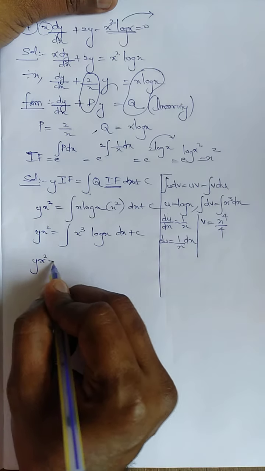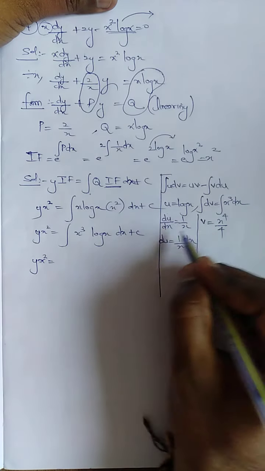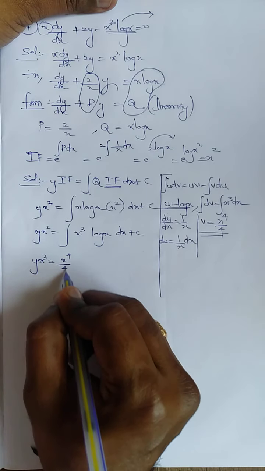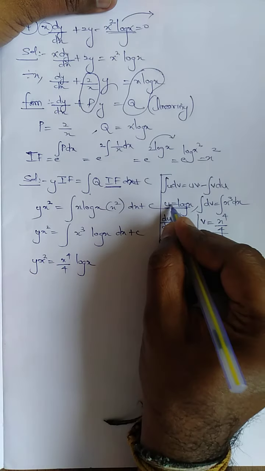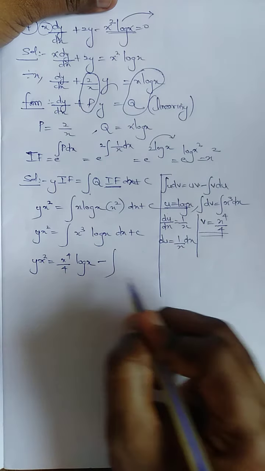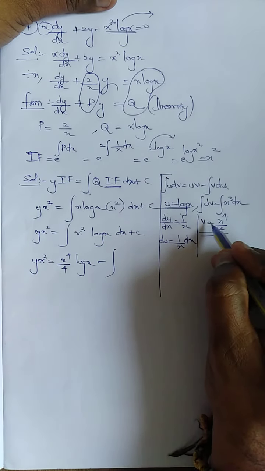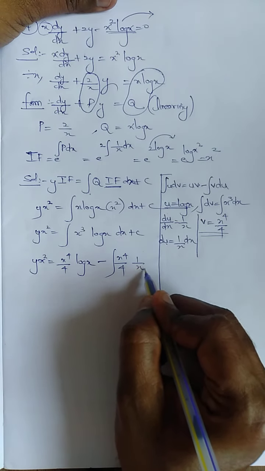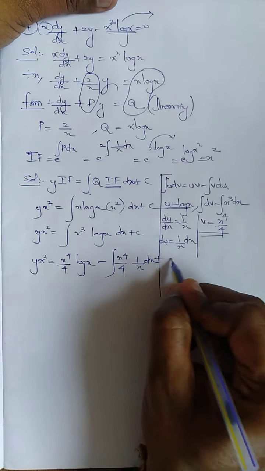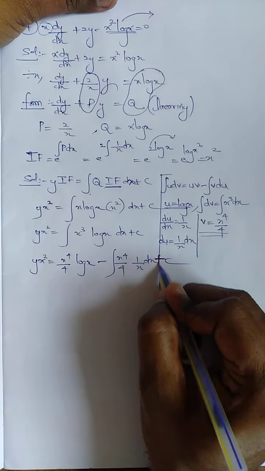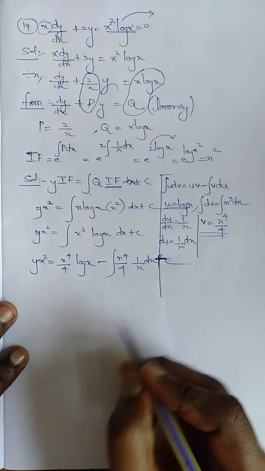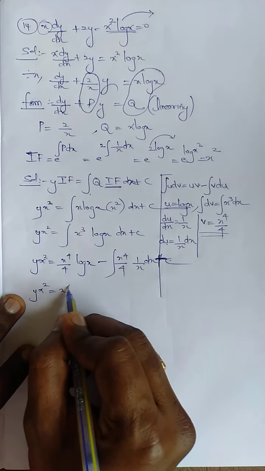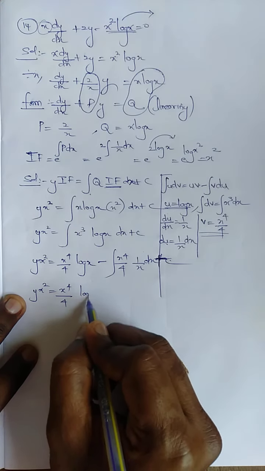So y x square is equal to uv. This is u, this is v. Therefore x power 4 by 4 into log x, uv multiplied, minus integration of v du. V is x power 4 by 4, into du. Du is nothing but 1 by x into dx. Add plus c. Don't forget to add plus c. Okay, y x square is equal to x power 4 by 4 into log x.